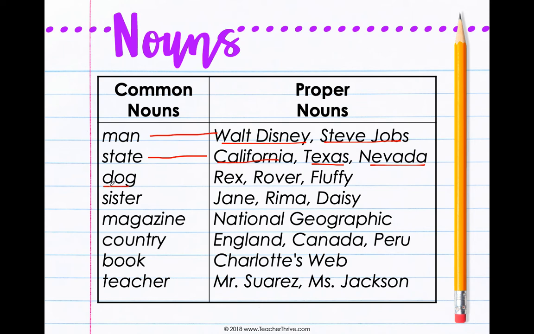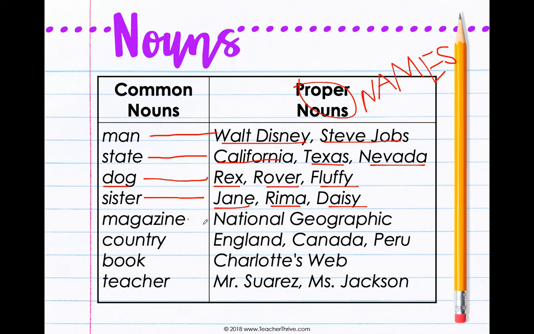Common noun, dog. There are lots of dogs out there, right, kiddos? Okay, but let's talk about names of dogs. Rex, Rover, Fluffy. Miss Megan has Moose and Waylon, okay? Sister, lots of sisters in the world. But when I name my sister, like Jane or Rima or Daisy, they become proper, okay? Remember, proper nouns are names. Proper nouns are names.